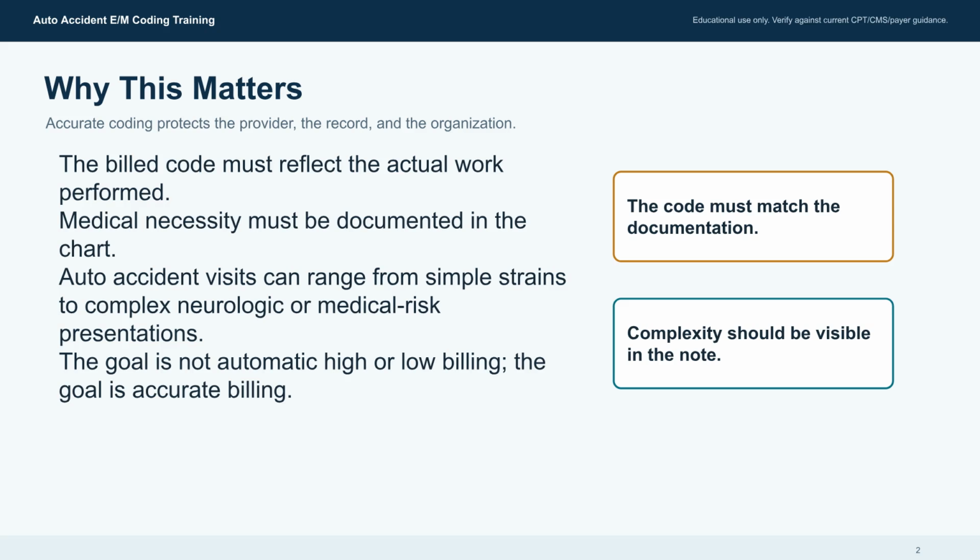Accurate coding is important because the billed code must reflect the actual work performed and the medical necessity documented in the chart. In auto accident cases, visits can range from simple strain injuries to complex cases involving multiple body regions, imaging review, medication management, neurological symptoms, and referrals. The goal is not to automatically bill high or low. The goal is to bill accurately based on the patient's condition, the provider's decision-making, and the documentation. Coding should never be based on habit.